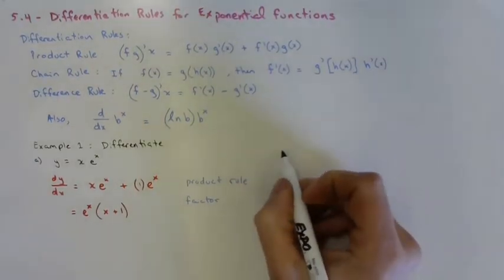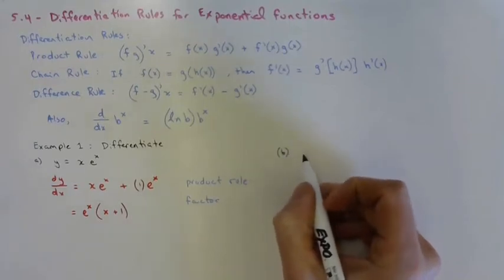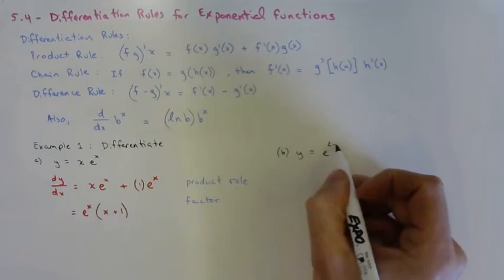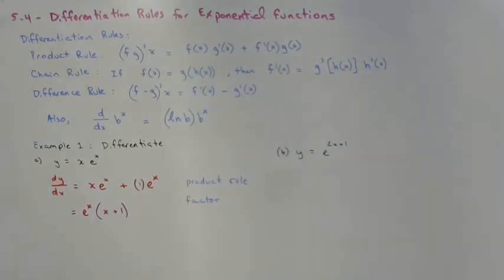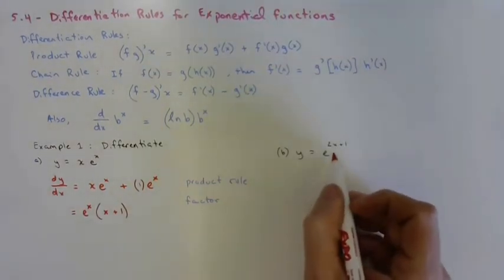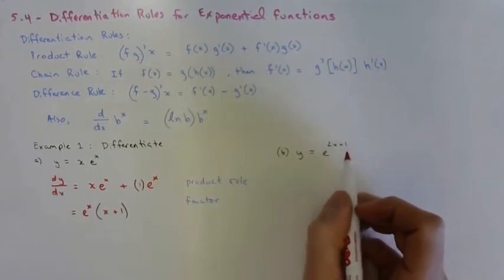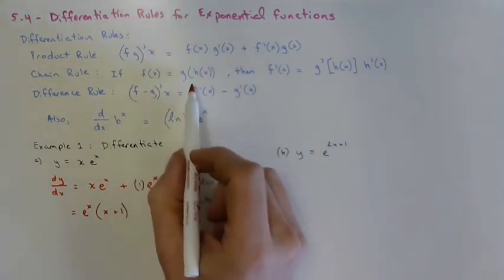I'm going to work across just so I can fit a couple more on the screen here before moving down. B is y equals e to the power of 2x plus 1. So now I see a composite function. I have e to the power of x, but where I would have x in the exponent, I have another function, 2x plus 1. So I'm going to be looking at the chain rule because I have an inner function and an outer function.